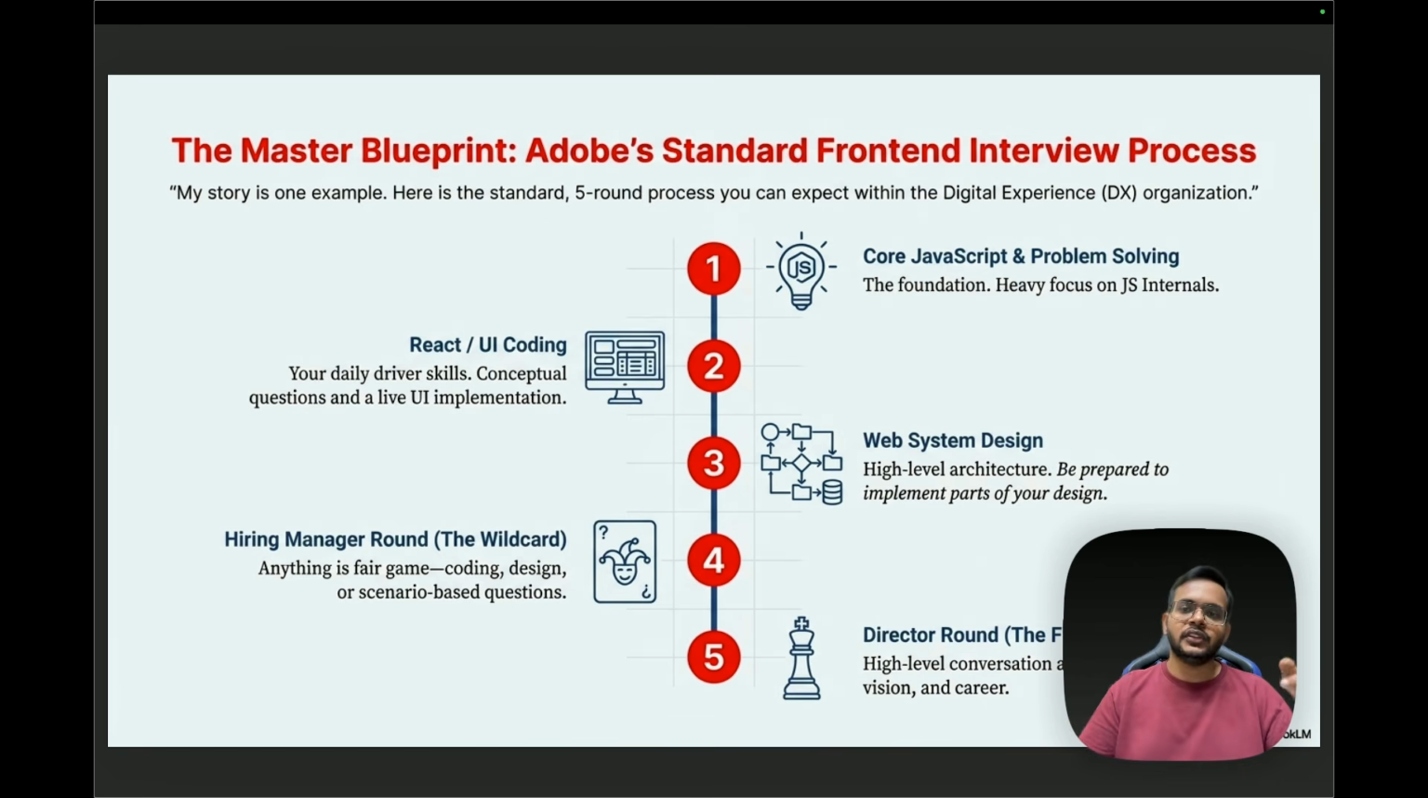Round number two, this focuses on UI coding with React. You can expect conceptual questions of React like hooks, virtual DOM, and optimizations, and how do you debug React components and stuff. But most likely you will spend most of the time implementing a UI feature, and that depends on what the interviewer wants to ask. Yeah, but you can prepare any kind of UI questions that you would implement in React.